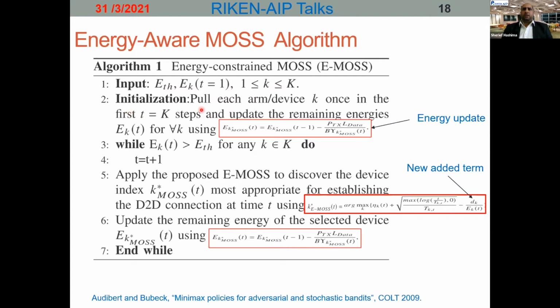Then we pull an arm, or device, one and update its remaining energy by this equation. BTX is the transmitted power, L data is the length of the data to be transmitted, B is the bandwidth, and gamma is the throughput for this device. And we did modify the MOS algorithm by adding a new term that reflects the budget constraint, which is here: the dk over ek of t. Dk is the distance between the two devices, and ek is the remaining energy.